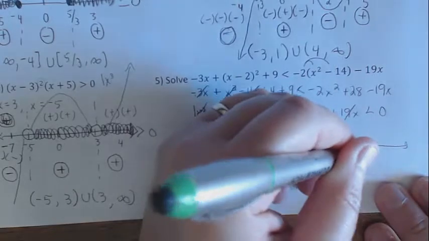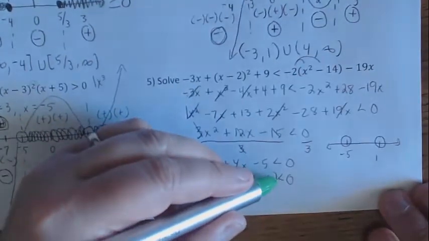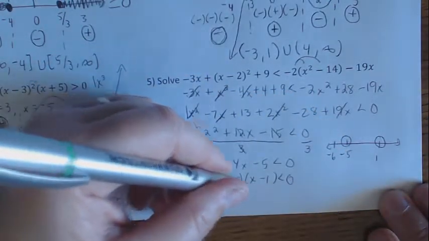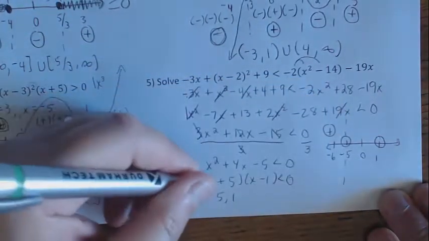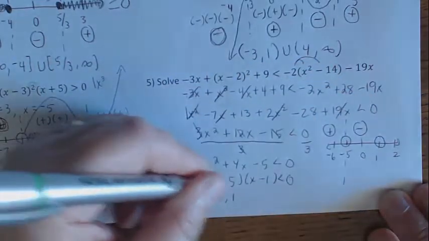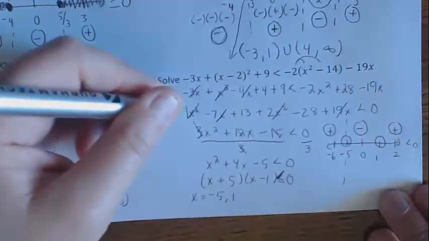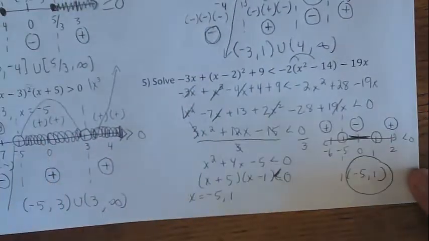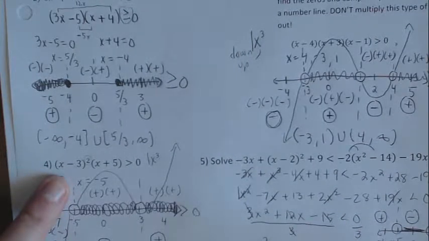I'm going to graph it. Leave those zeros open circles since it's not equal to 0. I'm checking -6 as my test number. I get a positive, putting in 0 as my test number, getting a negative, putting in 2 as my test number. And now that you know why things alternate or don't alternate, you can go a little faster. There were no double roots, no multiplicities of 2, no bounces. So you got a -5, 1.